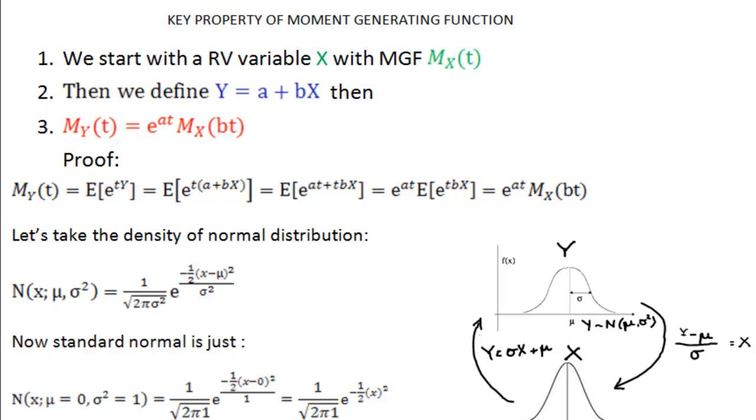So the mission for today is to derive the moment generating function for a standard normal distribution and then use a fundamental property of the moment generating function, that is shown here in point 3, and find a moment generating function for the normal distribution. So first we'll derive the moment generating function for standard normal and then for normal.